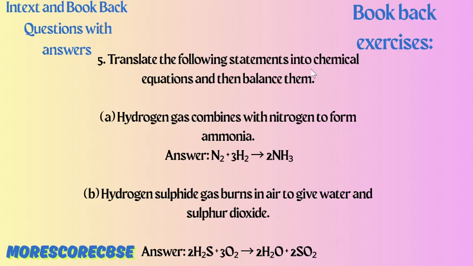Next, translate the following statements into chemical equations and then balance them. Hydrogen gas combining with nitrogen: N2 plus 3 molecules of hydrogen giving 2NH3. This is ammonia. Next, hydrogen sulfide, the formula is H2S, burns in air, that is oxygen. It forms water and sulfur dioxide, that is SO2.